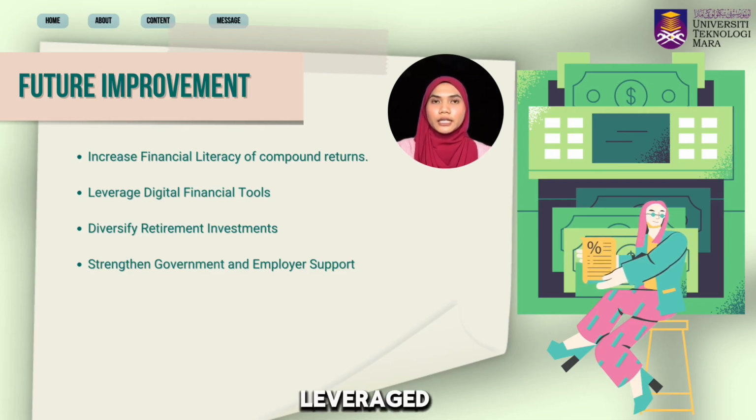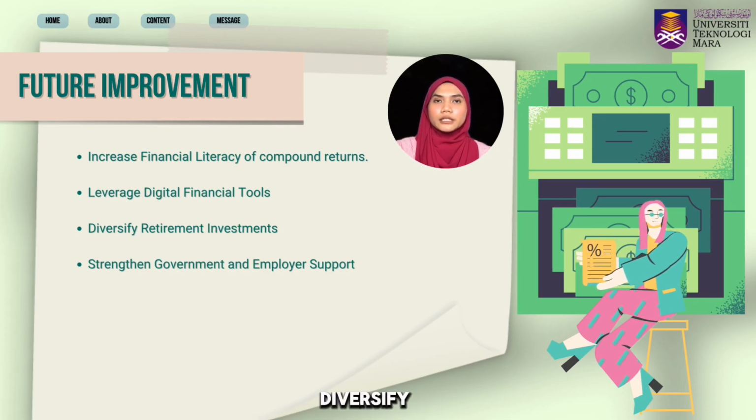The second one is leverage digital financial tools. Financial institutions should develop more advanced digital retirement planning tools such as mobile applications and retirement calculators to help individuals monitor their saving and investment progress.